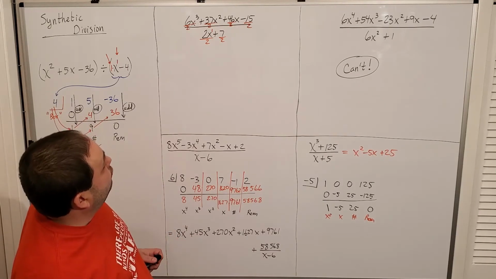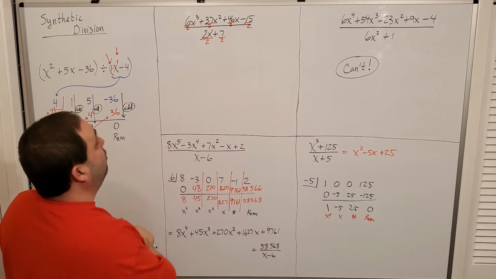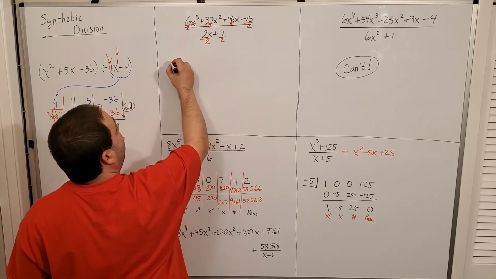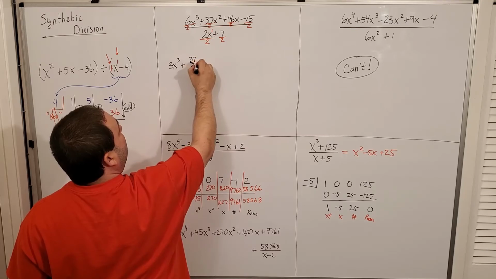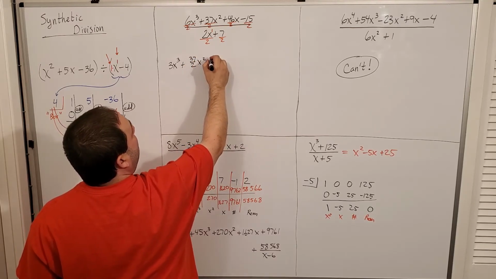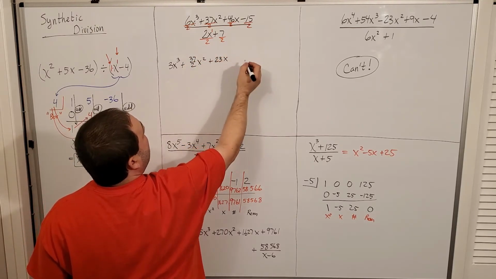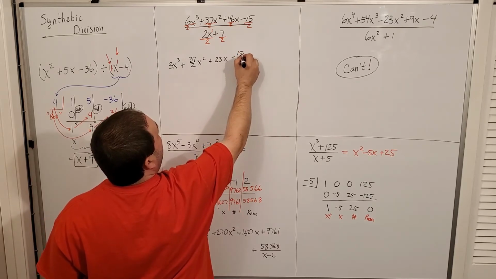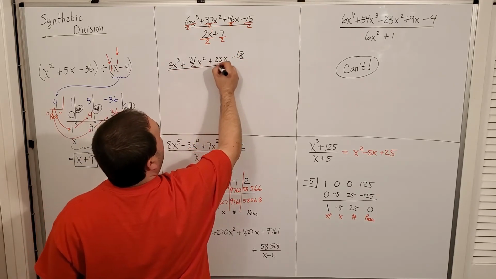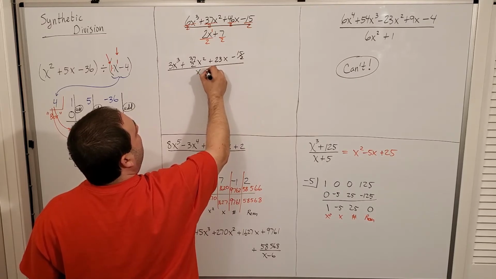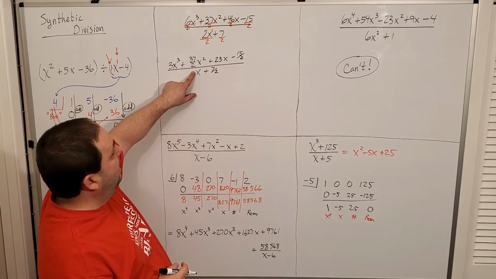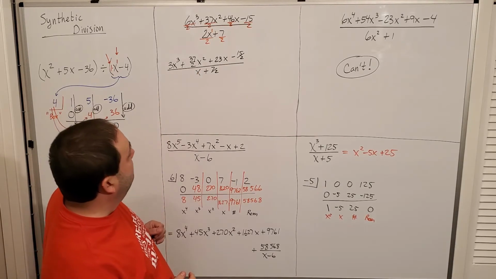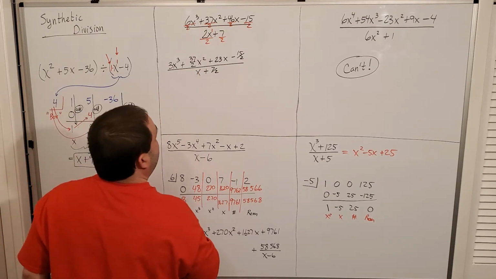Okay, so let's rewrite the division in this new format. It's going to be 3x cubed plus 37 over 2 x squared plus 23x minus 15 over 2, divided by x plus 7 over 2. Now notice it's exactly what we need. I have a 1 x to the 1. Let's set up the synthetic division.